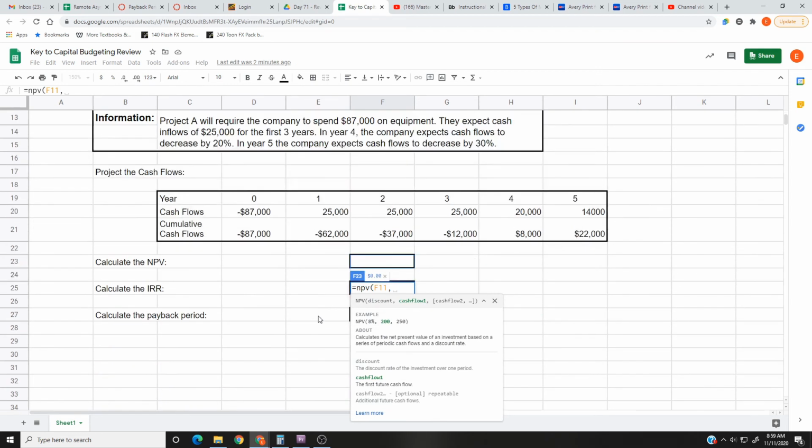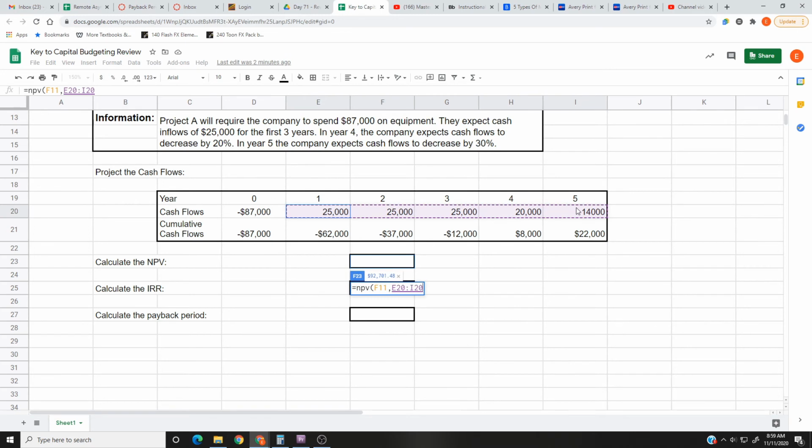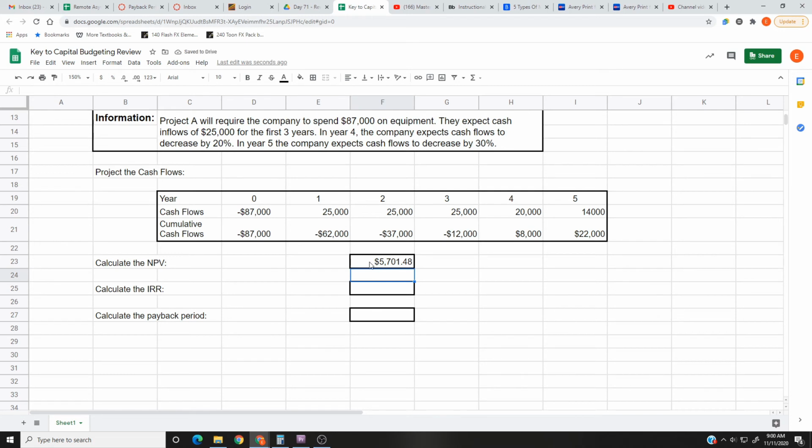And then we're going to highlight this first row from year 1 through year 5. We're not going to include that first year because that first year is already present. Remember, we're trying to turn everything into present values. We're going to press parentheses. Okay, and then we have to add in that first value. So all the future values have now been moved to present, and then we add in the present. And so we actually are going to make $5,701.48 in cash based on present value.